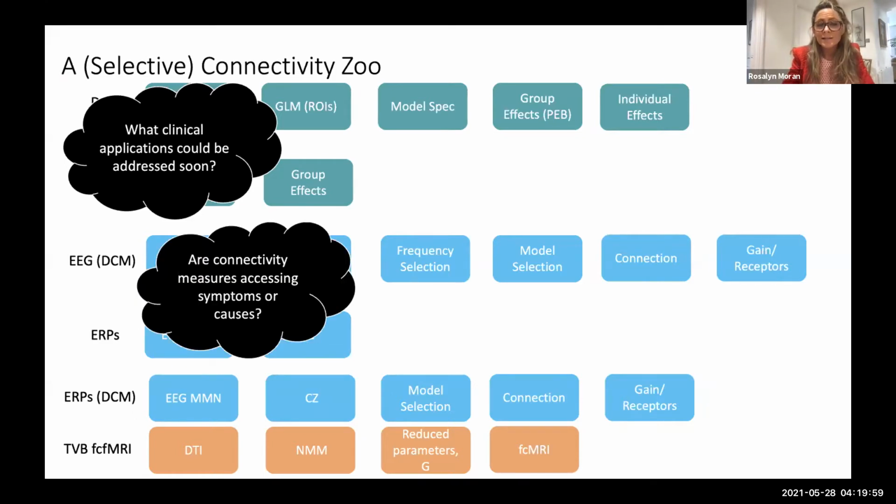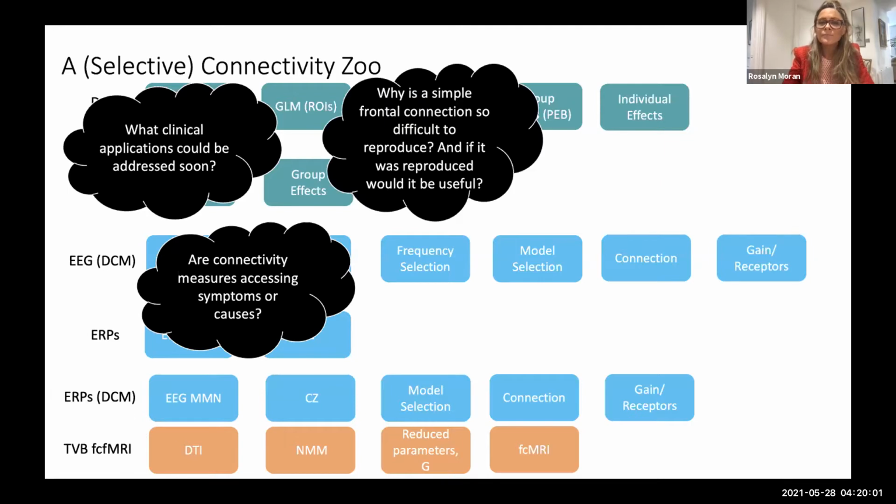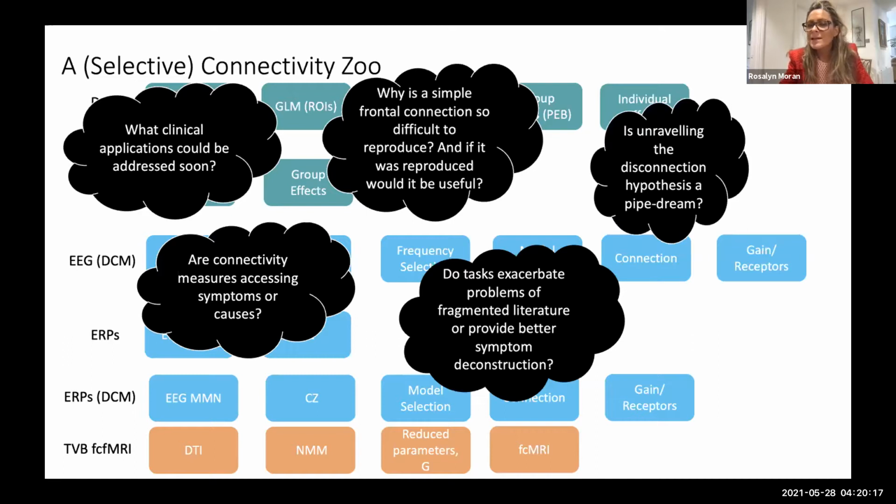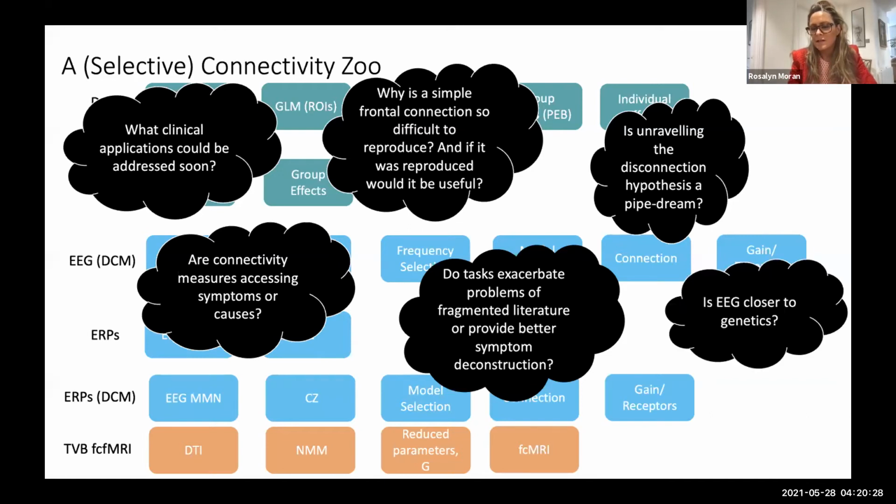Are connectivity measures assessing symptoms or causes? Why is a simple frontal connection so difficult to reproduce? And if it was reproduced in the context of schizophrenia, would it be useful? Then things like, do tasks exacerbate problems of fragmented literature or potentially provide better symptom deconstruction? Is unraveling this disconnection hypothesis a pipe dream given all its beautiful compensatory and secondary follow-ups from this core NMDA deficiency? And then maybe EEG is where we should be putting our money, since it's also cheaper and potentially closer to genetics.